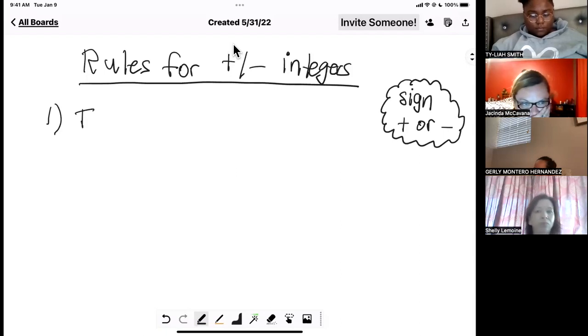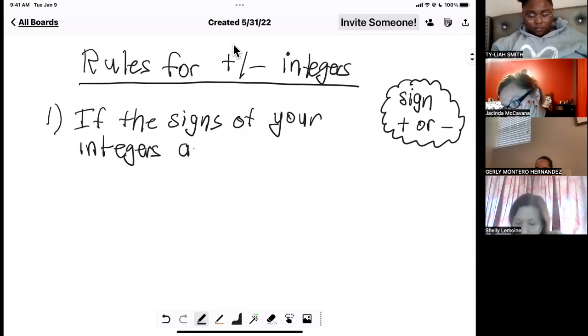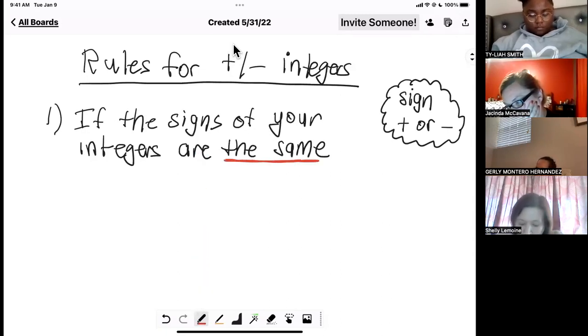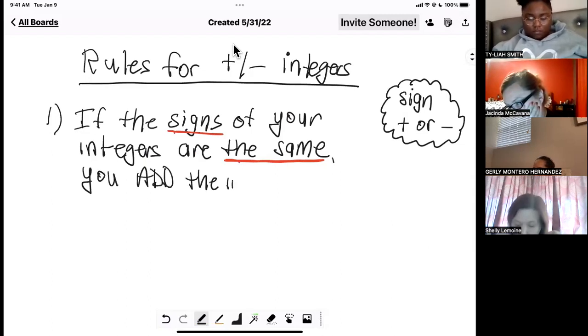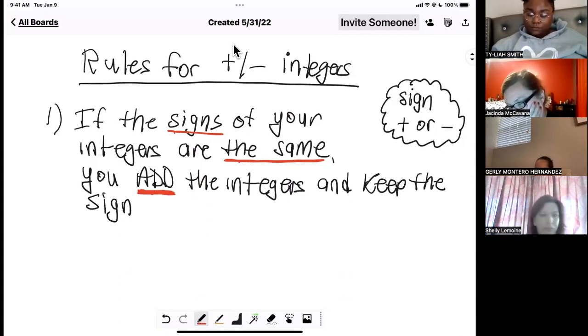Okay, here it is. If the signs of your integers are the same, you add the integers and keep the sign. Going back to my red. If the signs of your integers are the same, you add the integers and keep the sign.